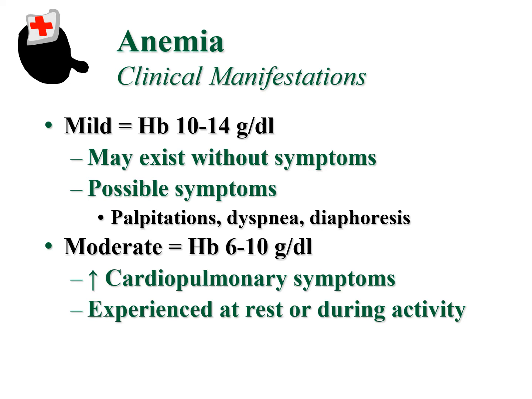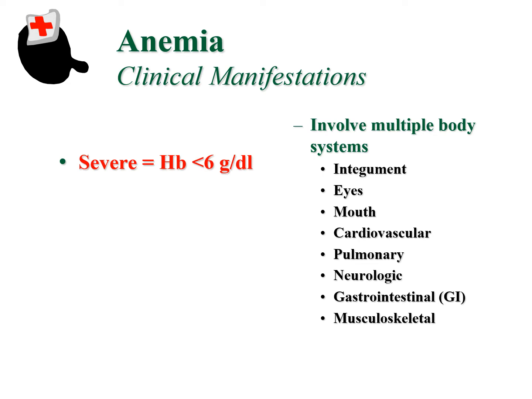In severe anemia, you're going to start affecting all the different organs or systems in the body: pulmonary, neuro, GI, your mouth, skin. Everything that requires oxygen is going to be affected. In the hospital, we normally do not transfuse a patient if their hemoglobin level is above 7. So anything under 7, we will transfuse a unit of blood.